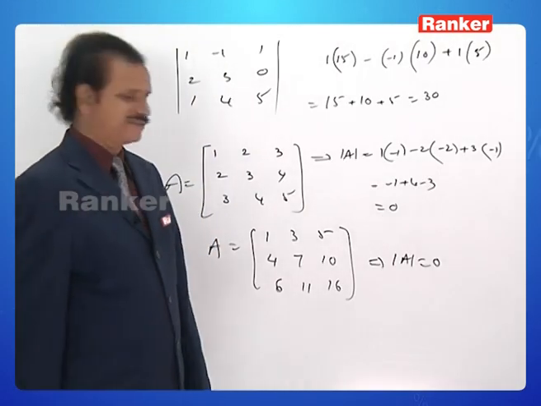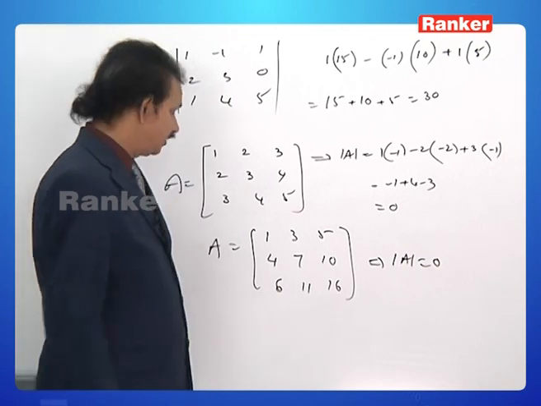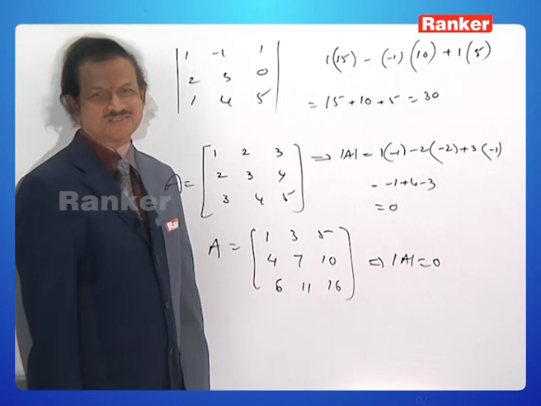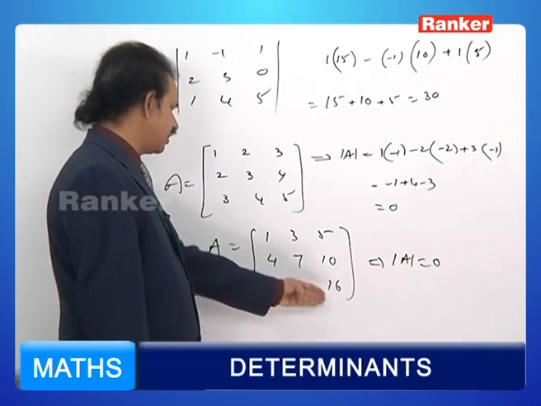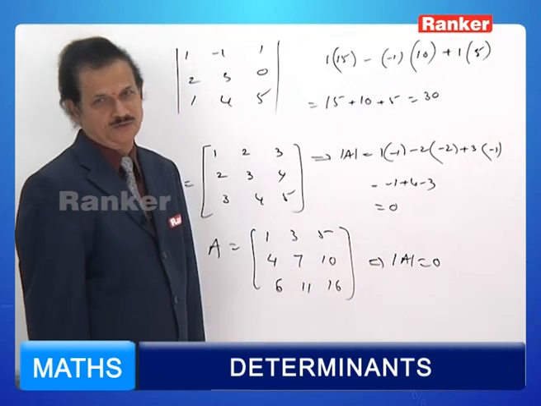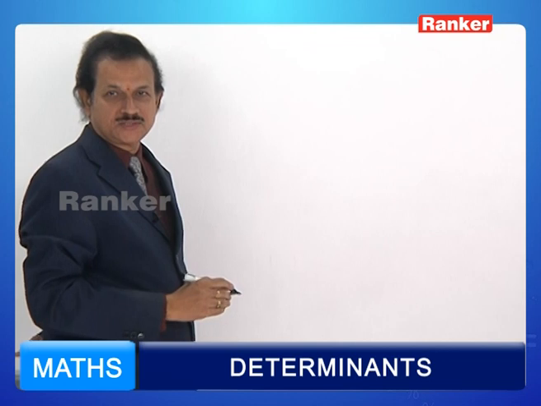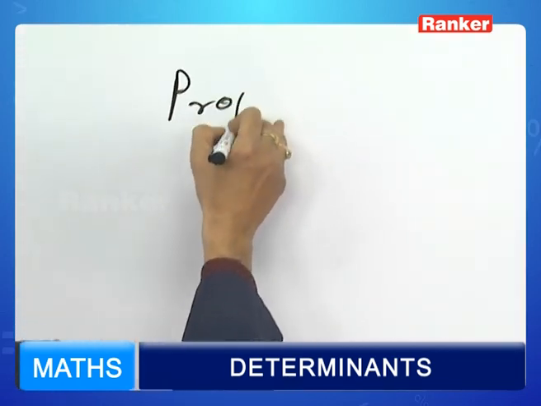You calculate. What is the reason? All the 3 rows are in AP. You see, 1, 4, 6. These are not in AP. It's not enough for us. It is not needed for us. We have seen that the 3 rows are in AP. Then the determinant is 0. Yes. Next. Properties of the determinants. The next heading is properties of determinants.